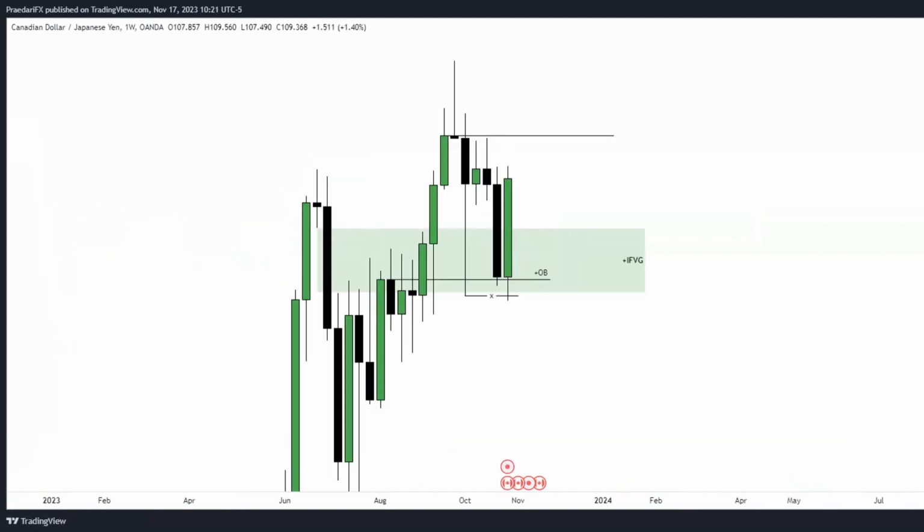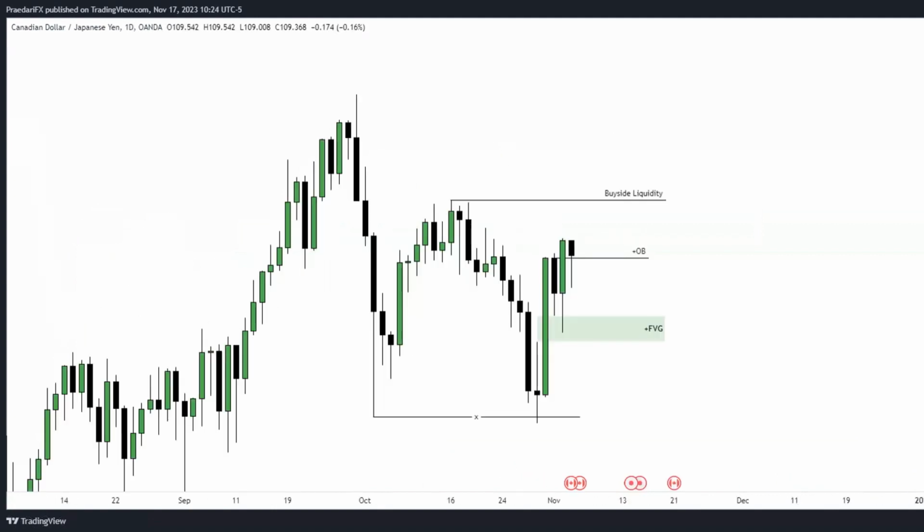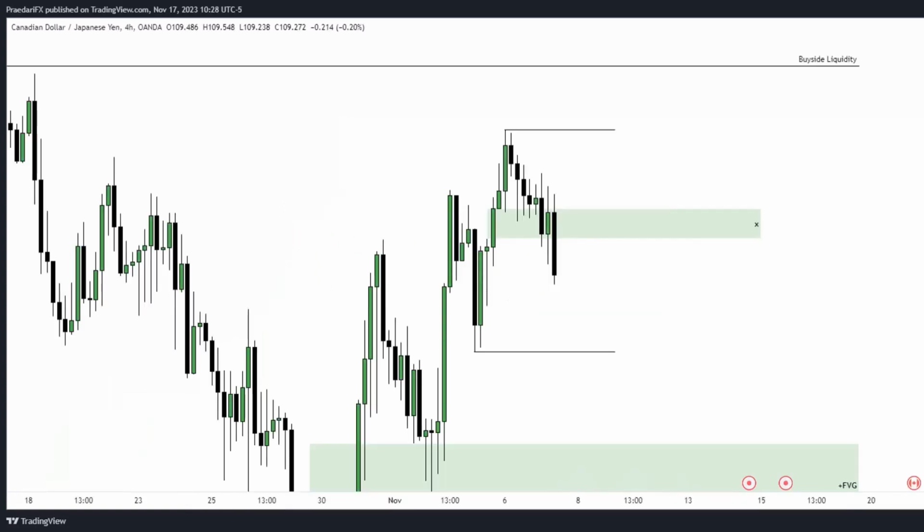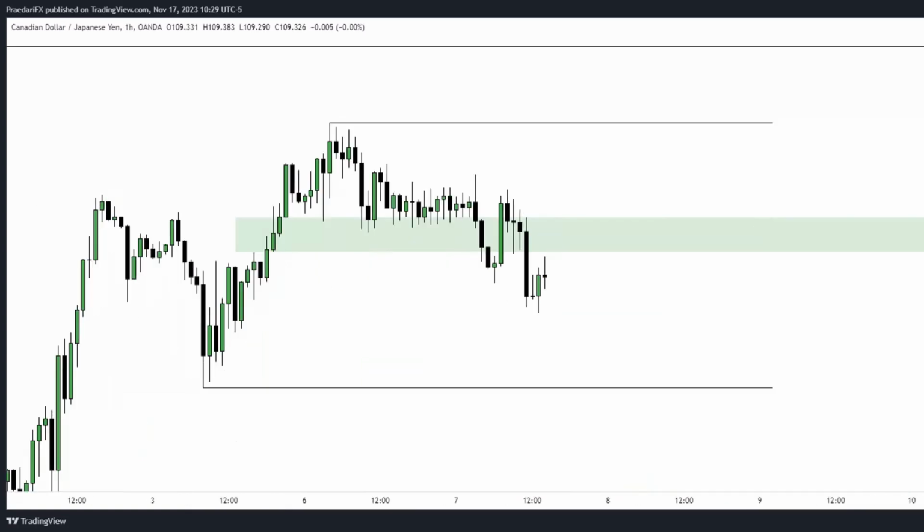The weekly was high probability to go up, daily is also high probability to go up. 4-hour is low probability and the hourly is low probability. So in a scenario like this, you want to ideally wait for the hourly and the 4-hour chart to shift to one-sidedness again and then enter your day trade to avoid getting unnecessary losses.